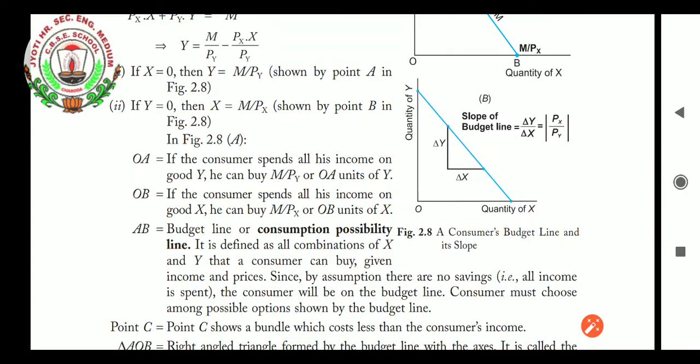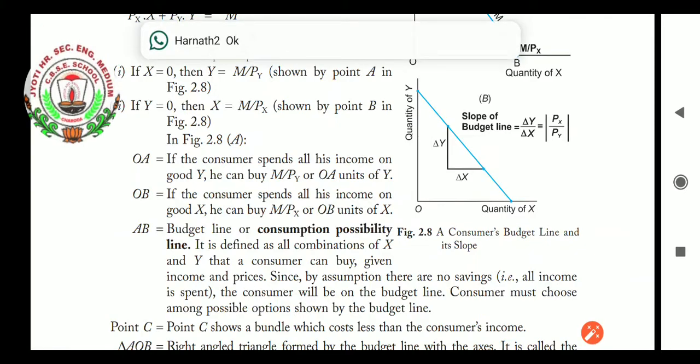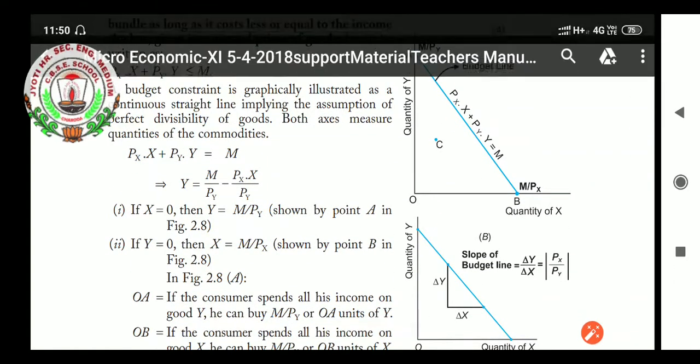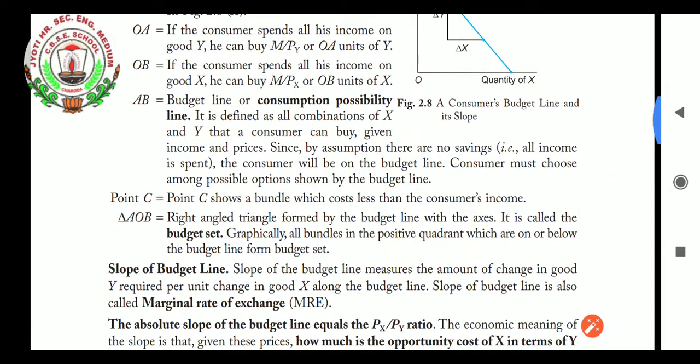OA: if the consumer spends all his income on good y, he can buy M by Py units of y, as we have already done. If the consumer spends all his income on good x, he can buy 5 units of x. AB is the budget line, or consumption possibility line. It is defined as all the combinations of x and y that a consumer can buy given income and prices. Since by assumption there are no savings, all income is spent, so the consumer will be on the budget line. The consumer must choose among the possible options shown by the budget line.